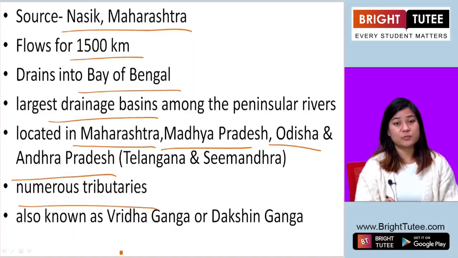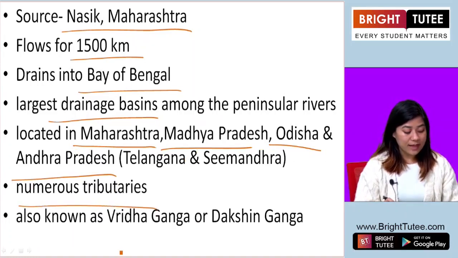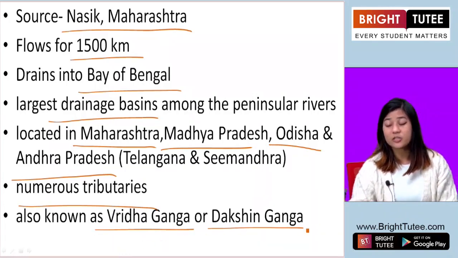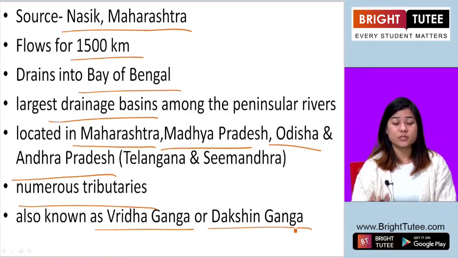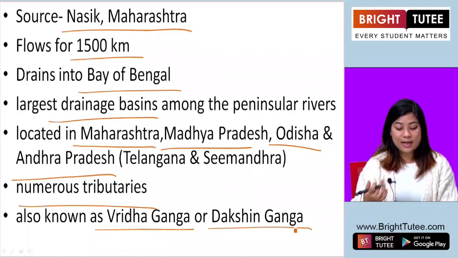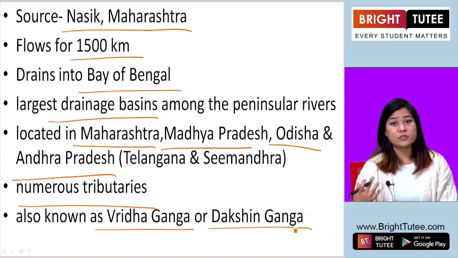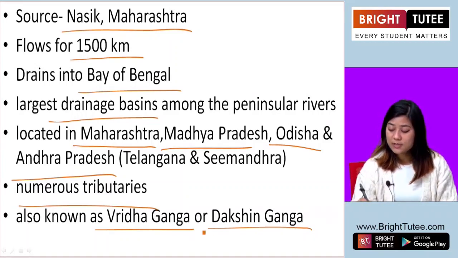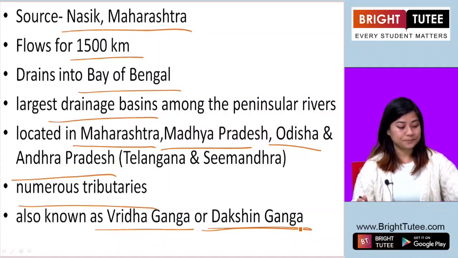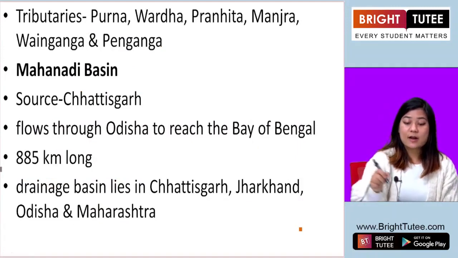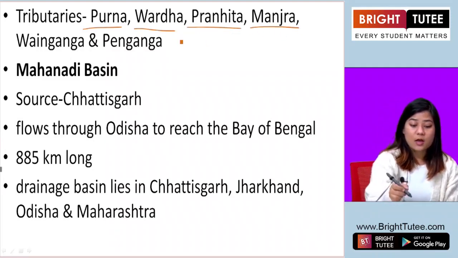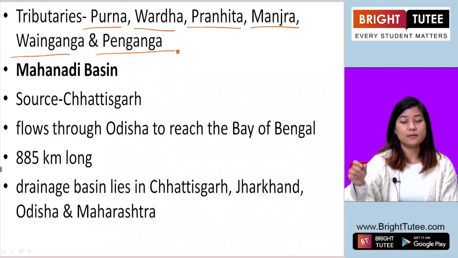It has numerous tributaries, and the river Godavari is also known as Vriddha Ganga or Dakshin Ganga. It is so important. In the north we have the Ganga river, which is very important. In the south, Godavari, which is very important for the southern part, is also called Dakshin Ganga, Ganga in the south, or Vriddha Ganga. Its tributaries are called Purna, Wardha, Pranhita, Manjra, Wainganga and Penganga.